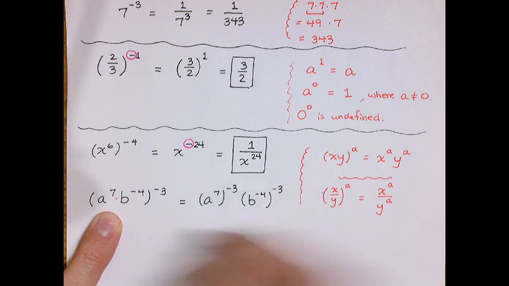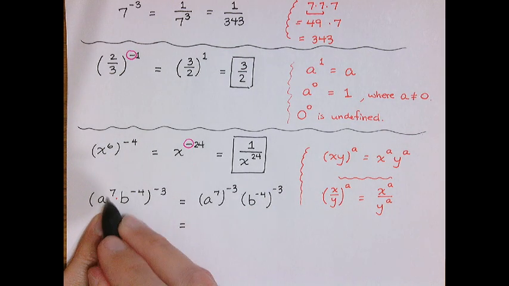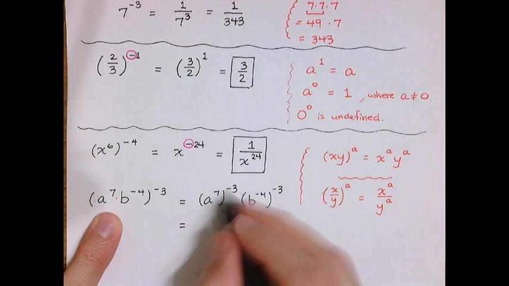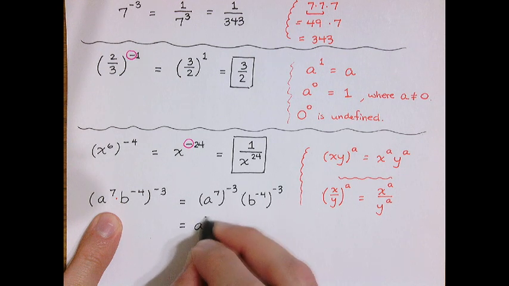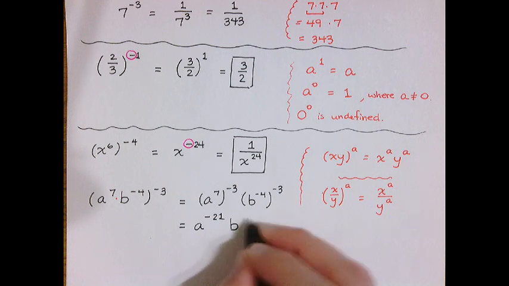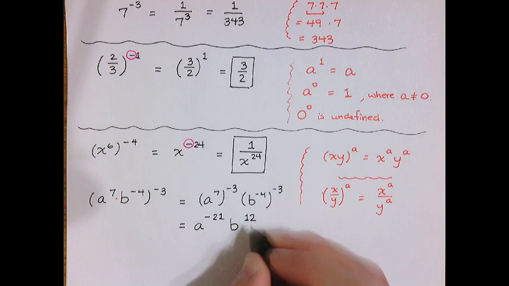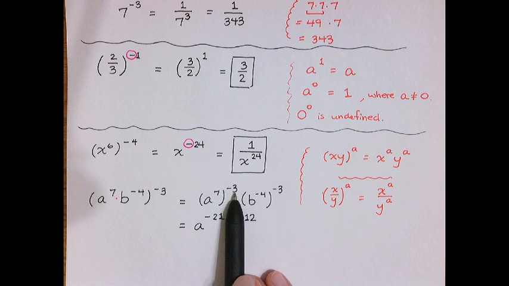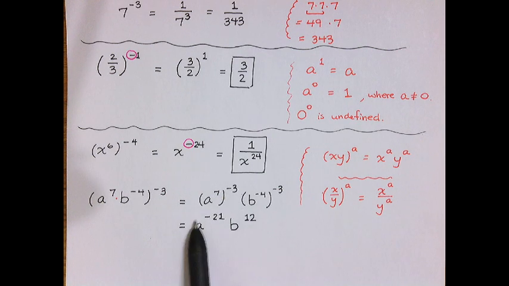Now, the more of these you do, the easier it is to see how we can go straight from here to our final answer, or our almost final answer. So power to power, we multiply. 7 times negative 3 is negative 21. Negative 4 times negative 3 gives me positive 12. I want you to see that the only thing I'm really asking you to do here is to raise a power to a power, which is to multiply two integers. Nothing crazy here. What you have left to do is to pay attention to your signs. A positive times a negative is a negative, and the product of two negatives is a positive.